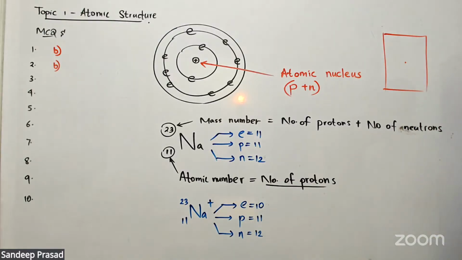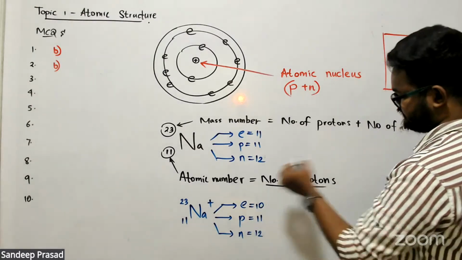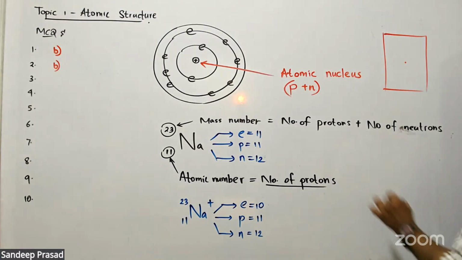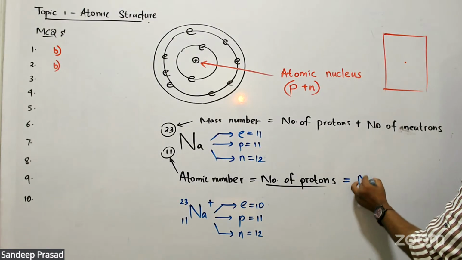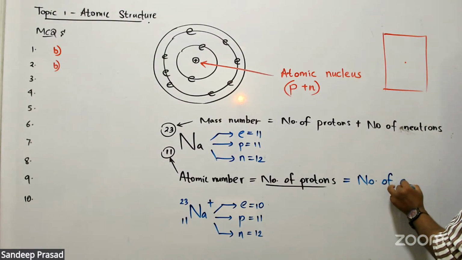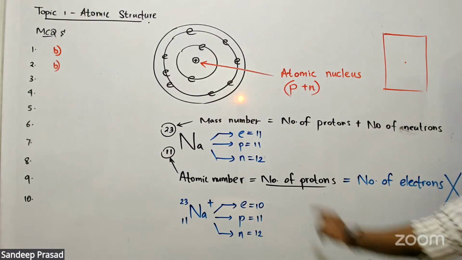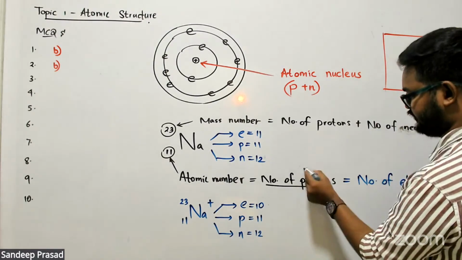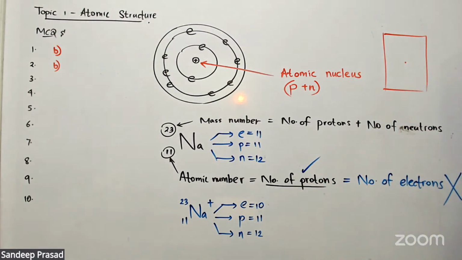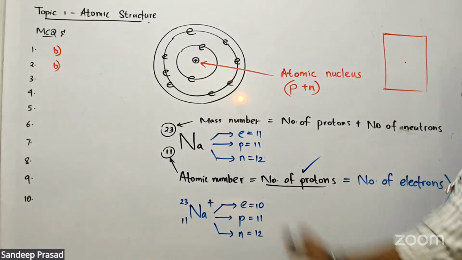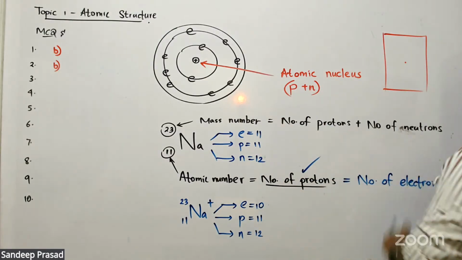So that means there is a difference. Electron count is decreasing. Therefore, we can't say that atomic number is equal to number of electrons all the time. Understood? But we can say that atomic number is equal to number of protons all the time. That's the best definition for the atomic number. What is the definition for the mass number? Summation of protons and neutrons.